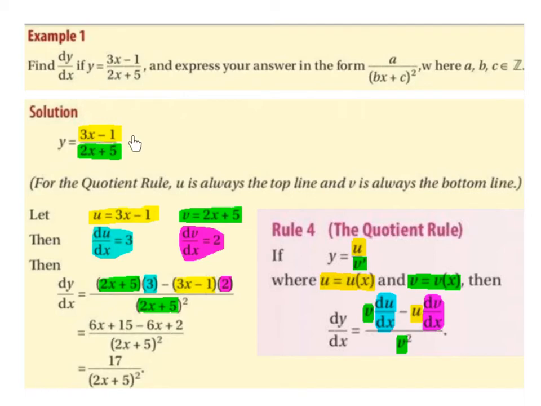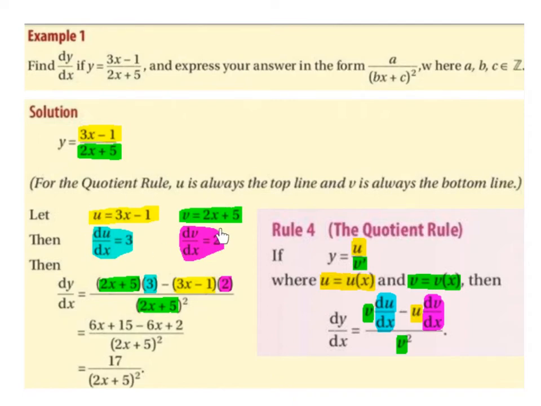So this line here means divide, so we're going to use the quotient rule. So 3x minus 1 will be our u, and 2x plus 5 will be the v. So for the quotient rule, u is always the top line and v is always the bottom line. That's important. So if u is equal to 3x minus 1, then du dx is equal to 3. And if v is equal to 2x plus 5, then dv dx is equal to 2.